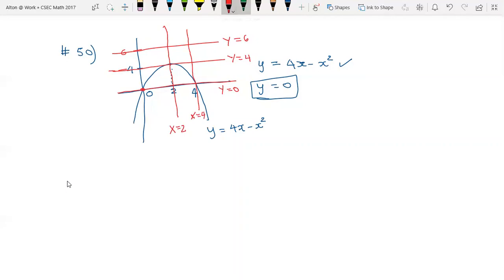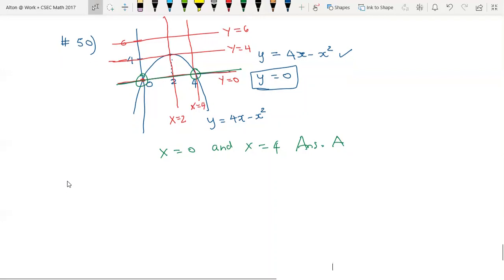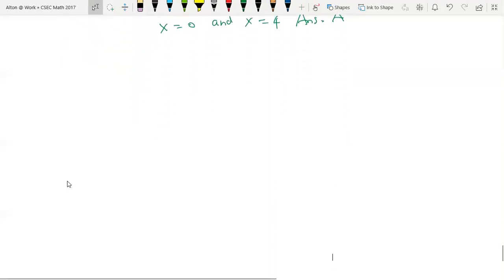So coming back to the question now, we need to find the x values where this line here, y equals 0, intersects this graph, and it occurs here at this point and at this point. So your answer will be x equals 0 and x equals 4. So that is answer A.